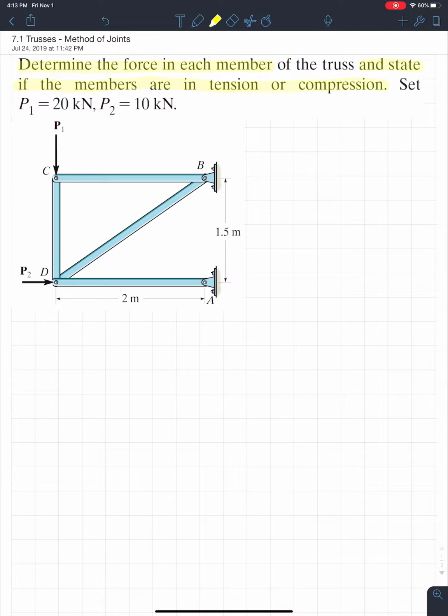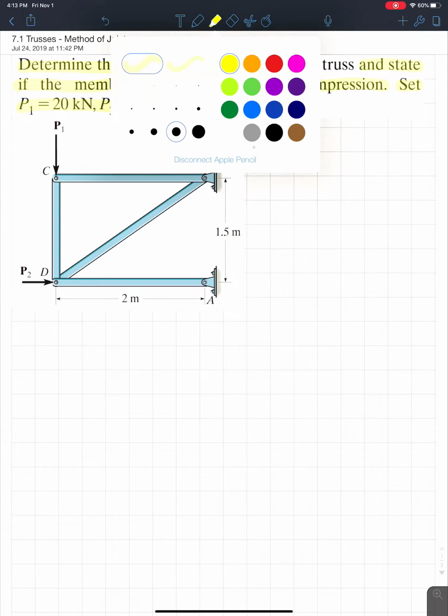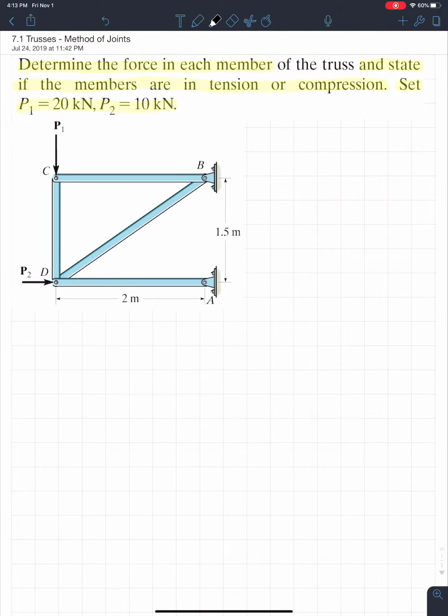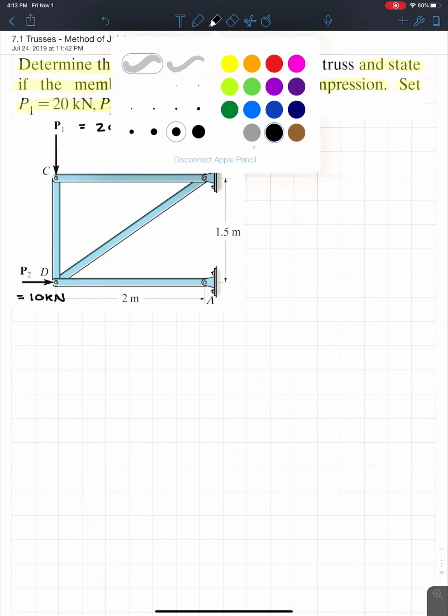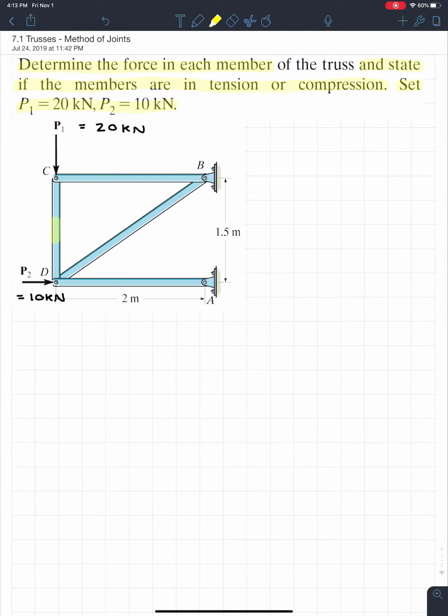And then the second thing says set P1 is equal to 20 kilonewtons and P2 is equal to 10 kilonewtons. So when I look at this diagram really quick, we know that we have P1 at the top, which is equal to 20 kilonewtons. And we've got P2 at the bottom, which we know is equal to 10 kilonewtons. So we have a nice truss here. It's actually pretty simple. It wants us to determine the forces in each one of those members. So we're going to have to find the force in 1, 2, 3, 4 members.